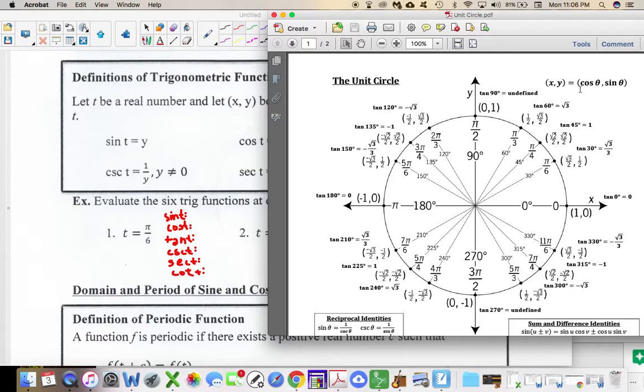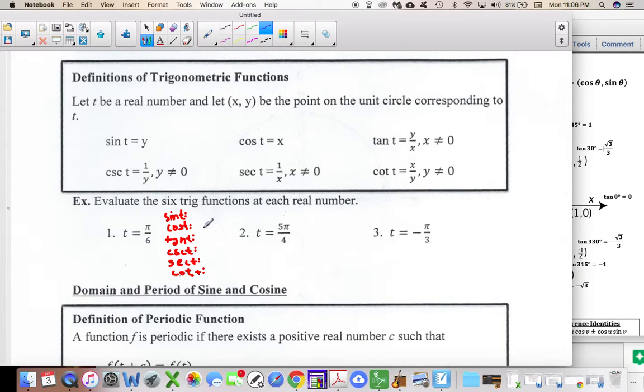Now, cosine corresponds to the x coordinate, sine corresponds to the y coordinate. So if we're looking for cosine of pi over 6, it's square root of 3 over 2, and sine is 1/2. So cosine is square root of 3 over 2. Sine is 1/2. Tangent, I think I also have tangent on there. Tangent is square root of 3 over 3.